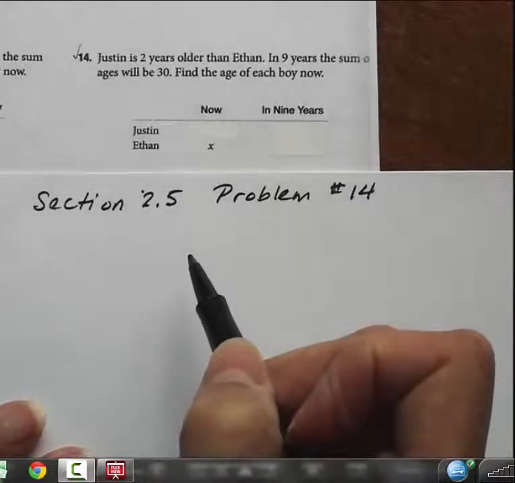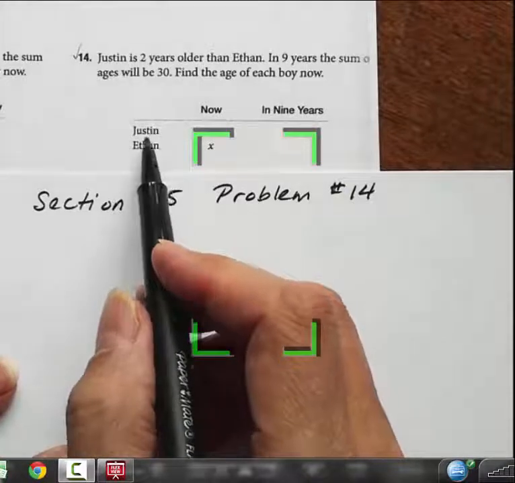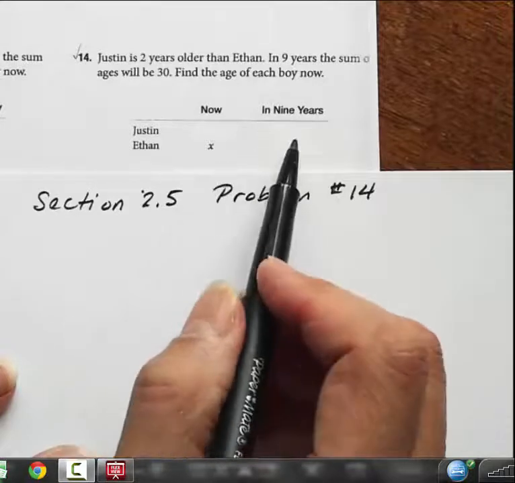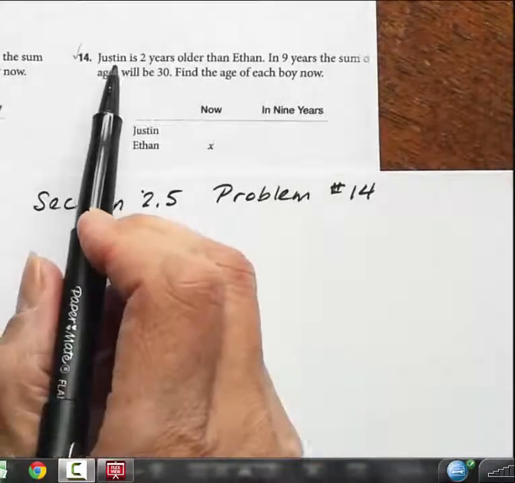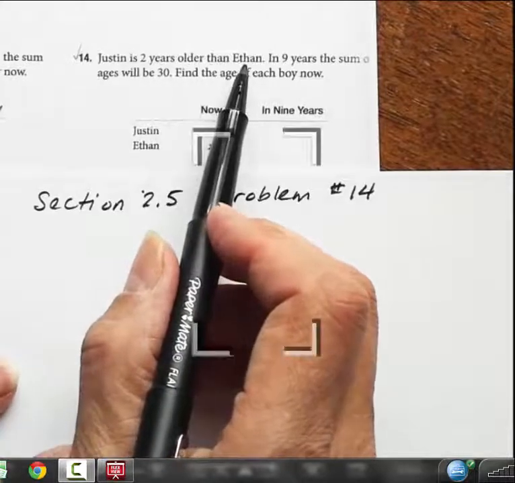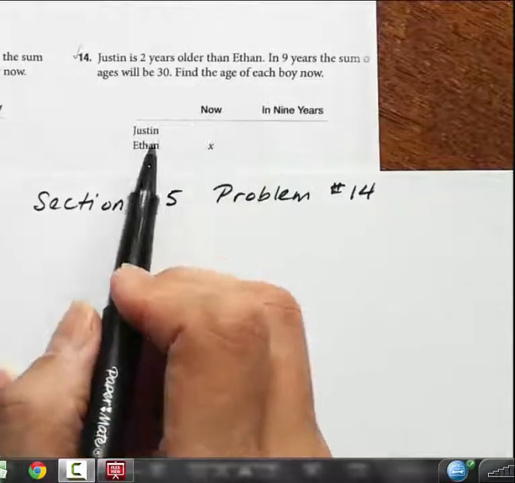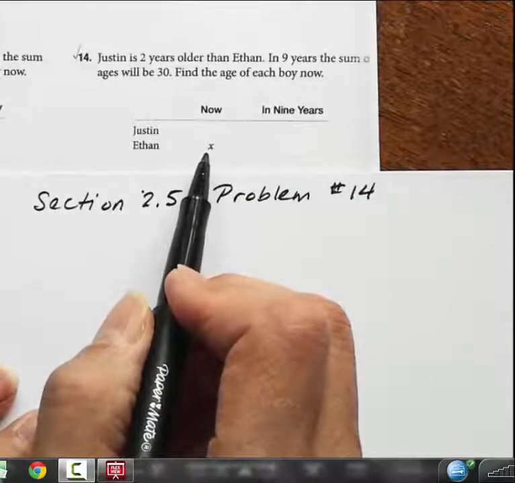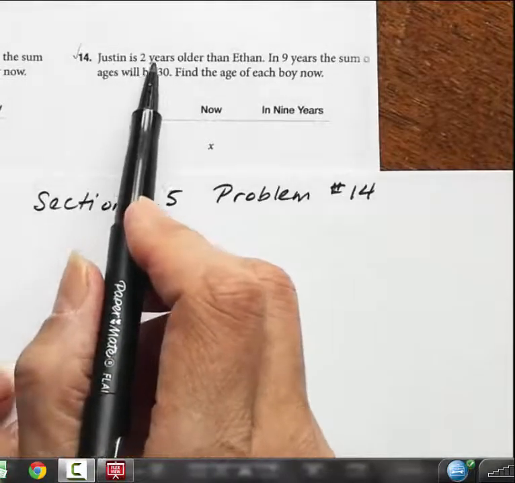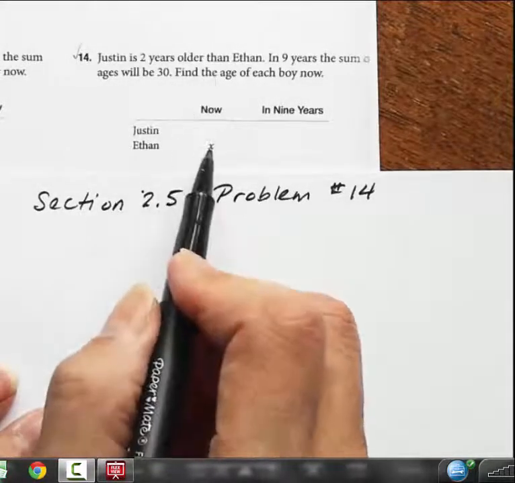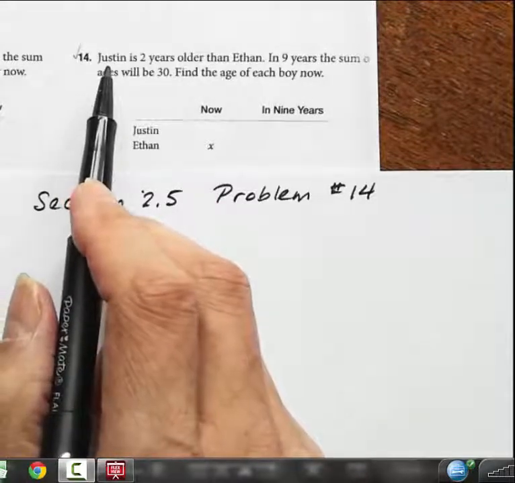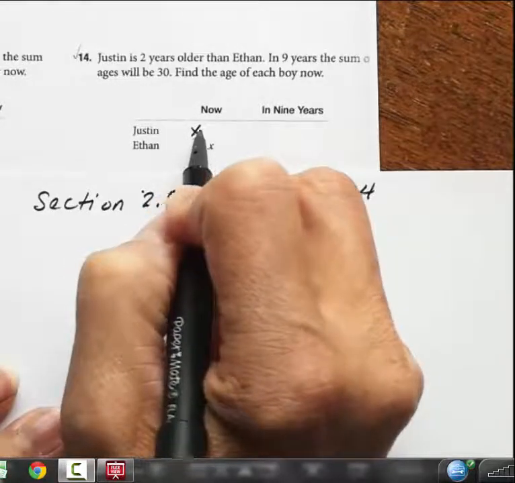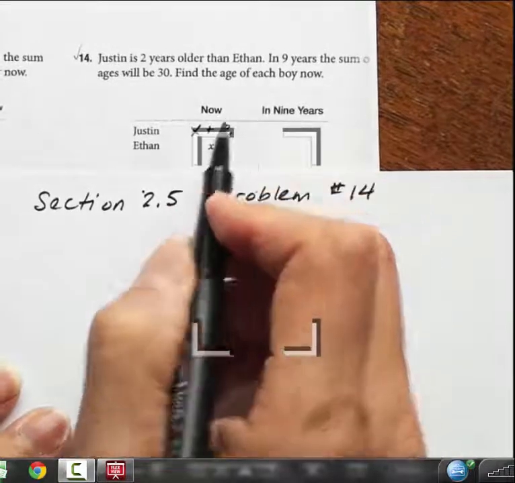Okay, to do this problem, let's look at the chart. We have Justin and we have Ethan, and we're looking at how old are they now and how old are they going to be in 9 years. So right now, Justin is 2 years older than Ethan. Well, we don't know how old either one of them is. But for Ethan, they filled in a little chart for us, and they said, well, what if Ethan is X? Well, if Ethan is X and Justin is 2 years older, what would I have to do to Ethan's age to get to Justin? I'd have to add 2 years. So Justin's age now is going to be X plus 2. 2 years older than Ethan.